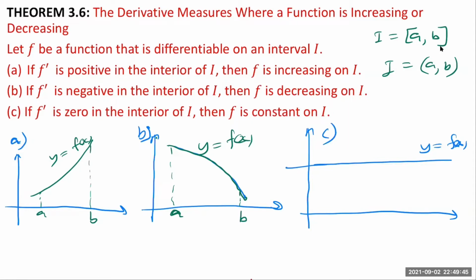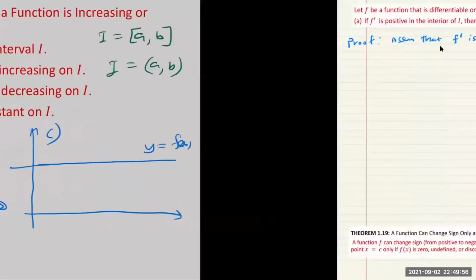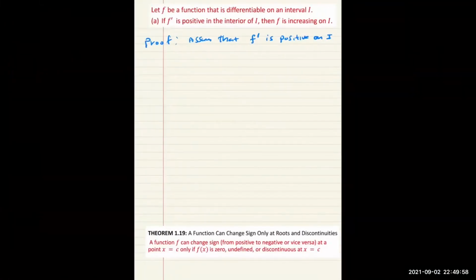this theorem. I'm not going to prove all the parts, but let's quickly prove part A. If f prime is positive in the interior of I, then f is increasing on I. First of all, what do you mean by an increasing function? When do you say f is increasing?